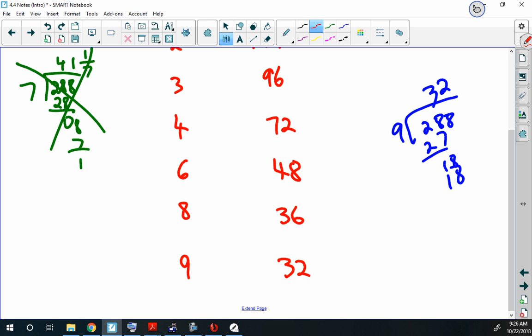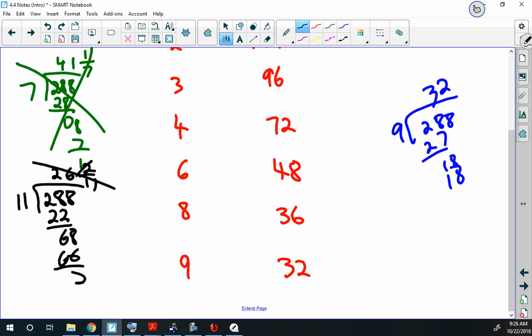I don't think 10's going to work. I know 10's not going to work. What about 11? Is 11 going to work? 11 into 288. 11 times 2 is 22. Bring down a 6. 11 times 6, that's 66 and 2. And 2, 11, so that doesn't work.